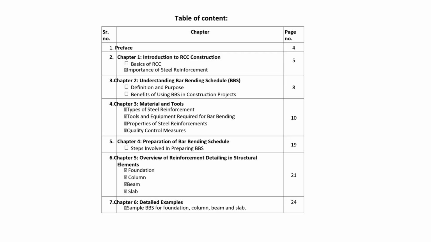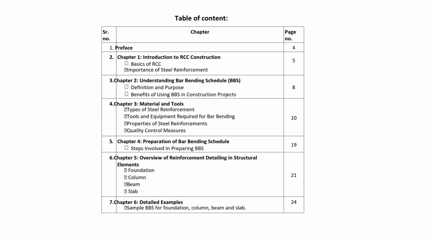Book Chapter 1. Introduction to RCC Construction. Basics of RCC. Importance of Steel Reinforcement. Book Chapter 2. Understanding bar bending schedule. What is BBS? Why is it essential in construction projects? Book Chapter 3. Materials and Tools. Types of steel reinforcements. Bar bending tools and equipment. Steel properties. Quality control at site.